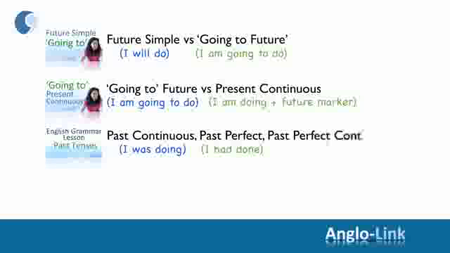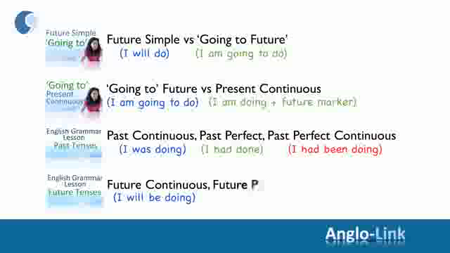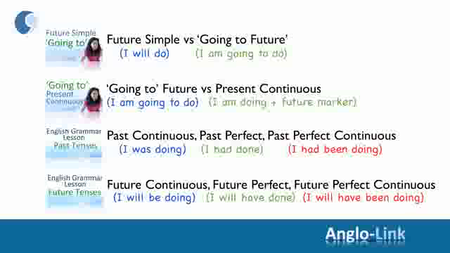In the 8th video, we looked at all the past tenses. I was doing, I had done, and I had been doing. And finally, we looked at all the future tenses. I will be doing, I will have done, and I will have been doing.